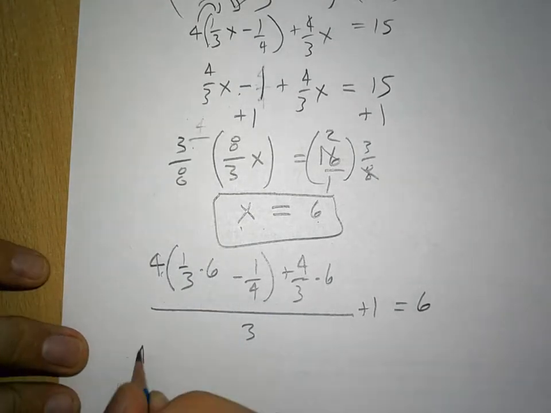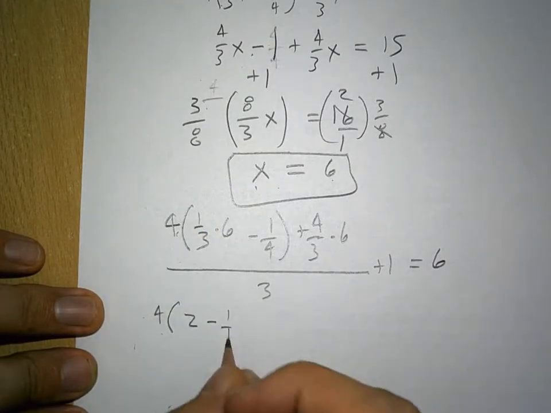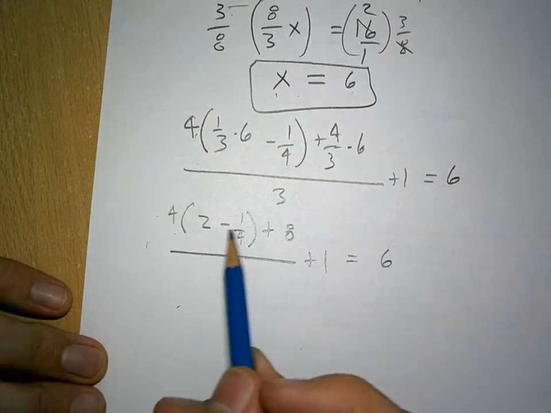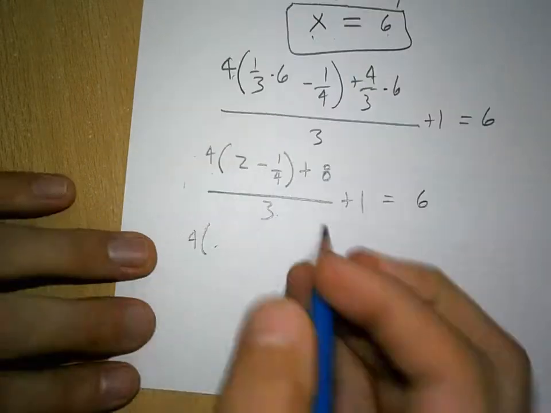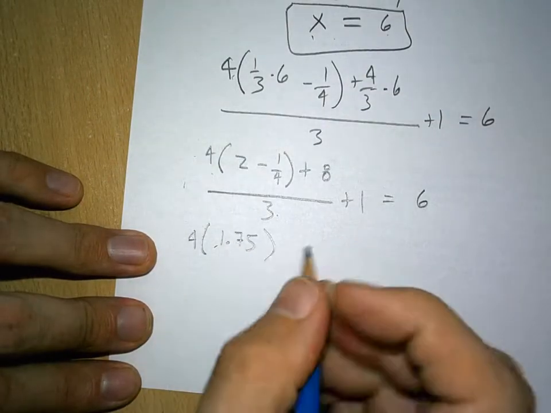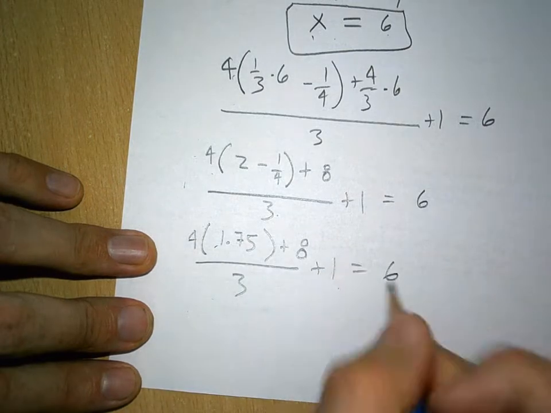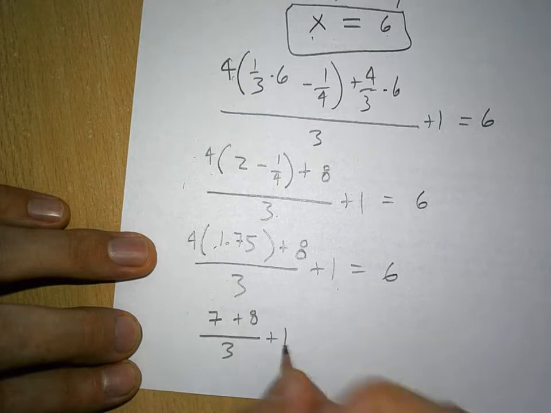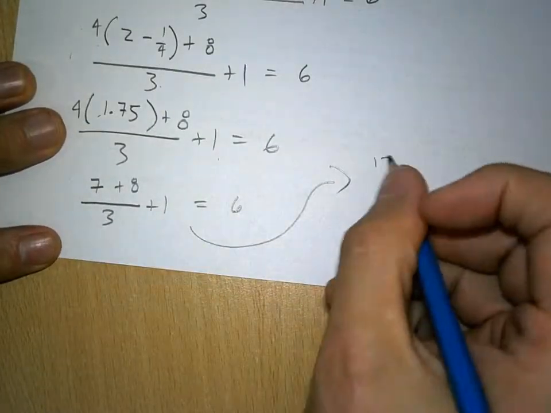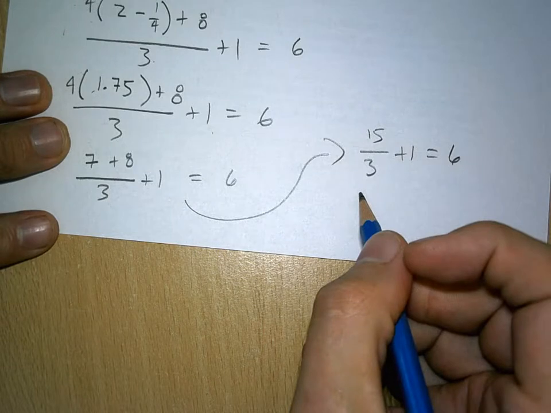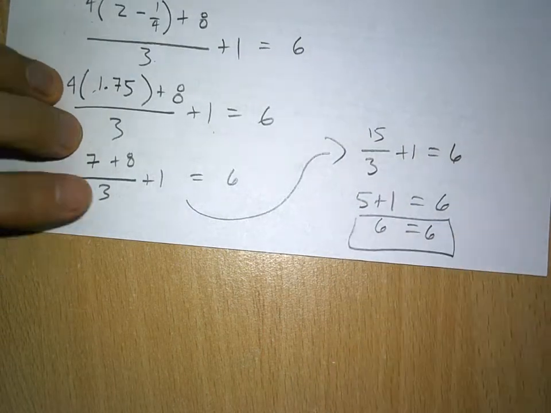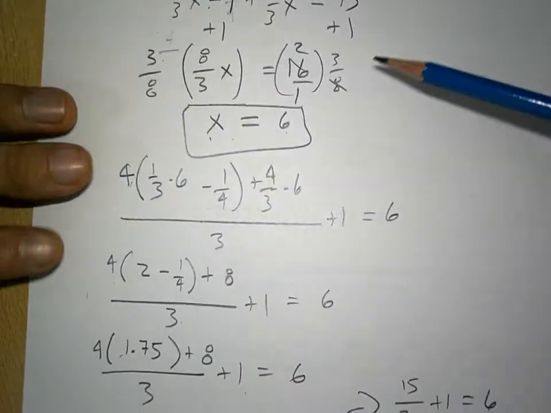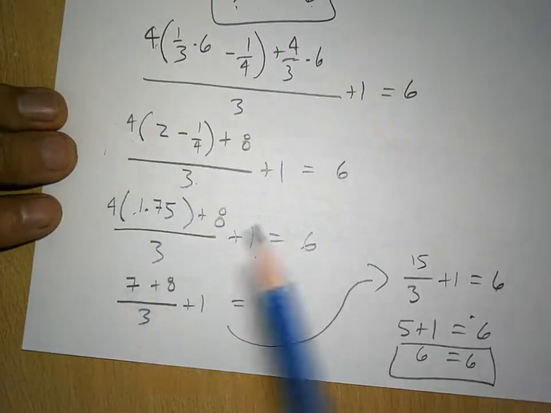What we should be able to do is substitute this 6 in for x, and I'm going to do it up here with my original equation. If it works out, what's on the left side should be on the right side as well. So I'm going to have 4 times (1/3 times 6 minus 1/4) plus 4/3 times 6, all this on top of 3, plus 1 equals 6.